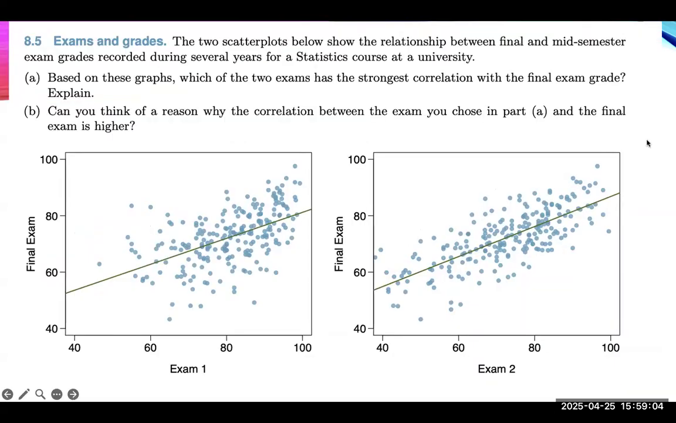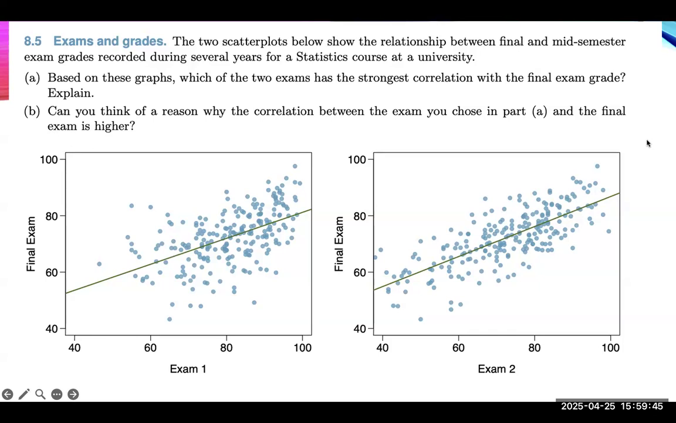The 2 scatter plots below show the relationship between final and mid-semester exam grades recorded during several years for a statistics course at a university. Based on these graphs, which of the 2 exams has the strongest correlation with the final exam grade? So take a minute, pause the video, and see which one of the graphs you think has the strongest correlation. Okay, I would say exam 2 has the strongest correlation with the final exam.